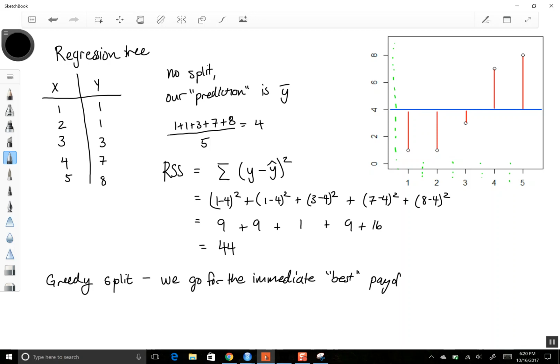Some algorithms have a look-ahead mechanism. It's a little bit more complicated, but they try to look another step ahead and say, maybe if I take a less optimal split here, I can make a better split later. We don't bother with that. We're just going to go for the immediate best payoff, and the immediate best payoff will be a reduction in RSS.